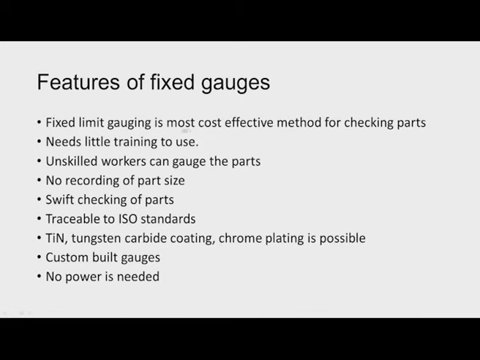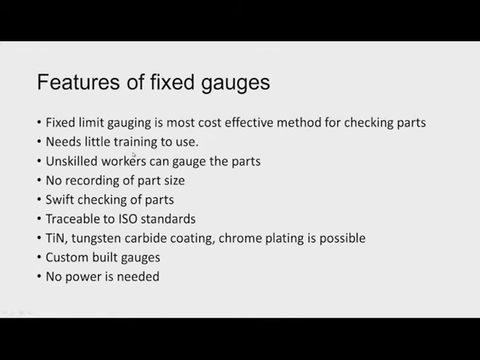Fixed limit gauging is the most cost effective method of checking parts, since the time taken to check the part is very less. So what the operator will do, he will take the workpiece and clean the workpiece surface, and he will take the gauge and clean the gauge surface, and he will try to insert the workpiece into the gauge. If it enters the go side, and if it does not enter the no go side, then the workpiece is accepted, like that. So no actual size is measured in the gauging system, so the inspection will be very fast.